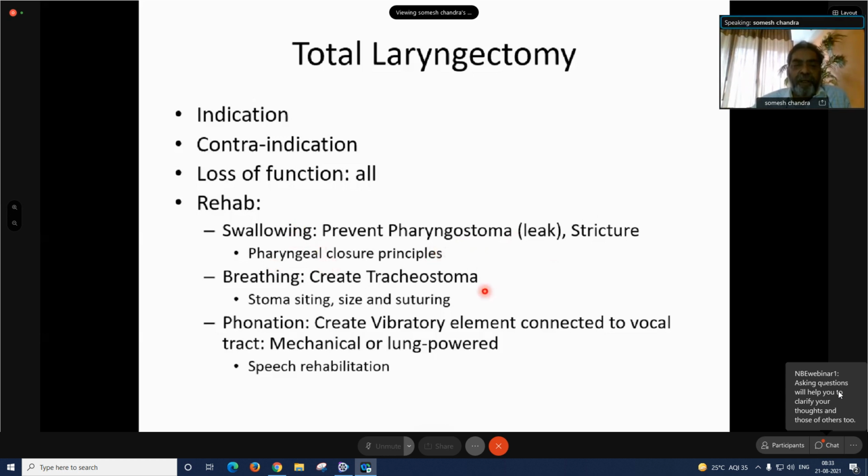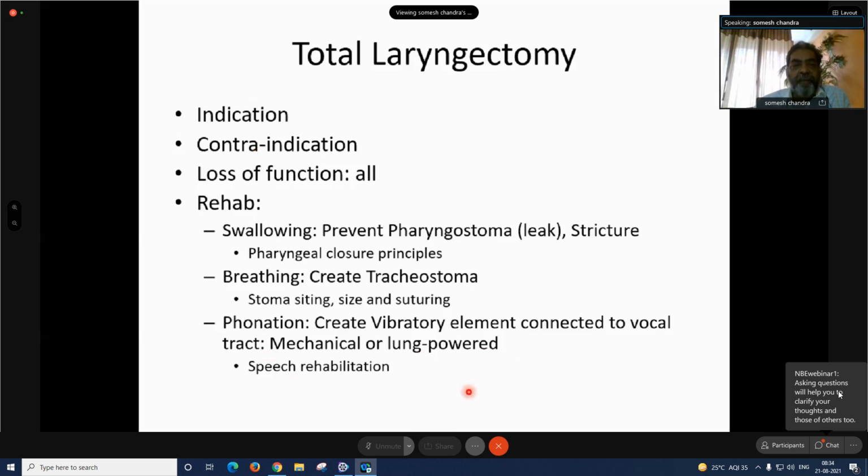We have to create a good tracheostoma, taking care about where to site it, the size, and suturing techniques. And to restore phonation, we need to create a vibratory element connected to the vocal tract, which could be mechanical with an electrolarynx, or lung powered with the use of a puncture valve. So this is about rehabilitation of swallowing, breathing, and speech.